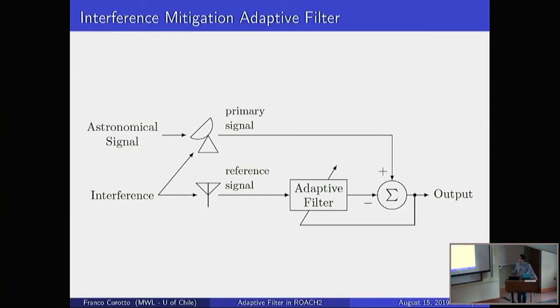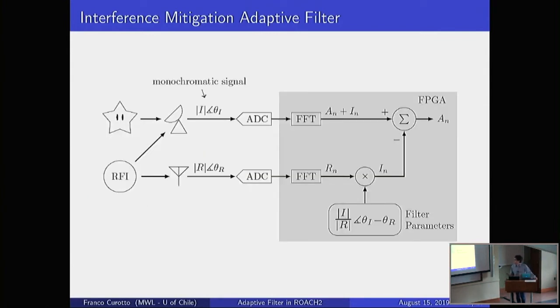Okay, so the idea of this kind of system is that you hopefully don't lose any of the data, because you subtract all the interference and you keep the astronomical signal. So you don't have to blank the data or lose data in the process. Okay, so now let's talk a little bit about the math of how this works.